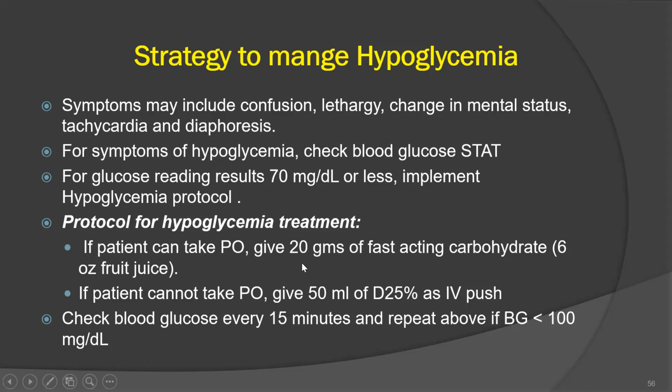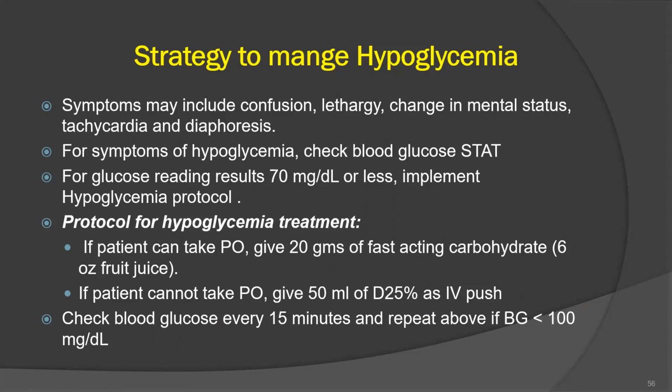If the patient can take orally, give 20 grams of fast-acting carbohydrate, for example, 6 ounces of fruit juice. So availability of fruit juice is quite easy. If the patient can take orally, that would be the best. If the patient cannot take orally, then give 50 milliliters of 25% dextrose as an IV push. In our practice, obviously, fruit juice is not very readily available, so sometimes we have given this 25% dextrose orally to our patients as well, which is fair enough.